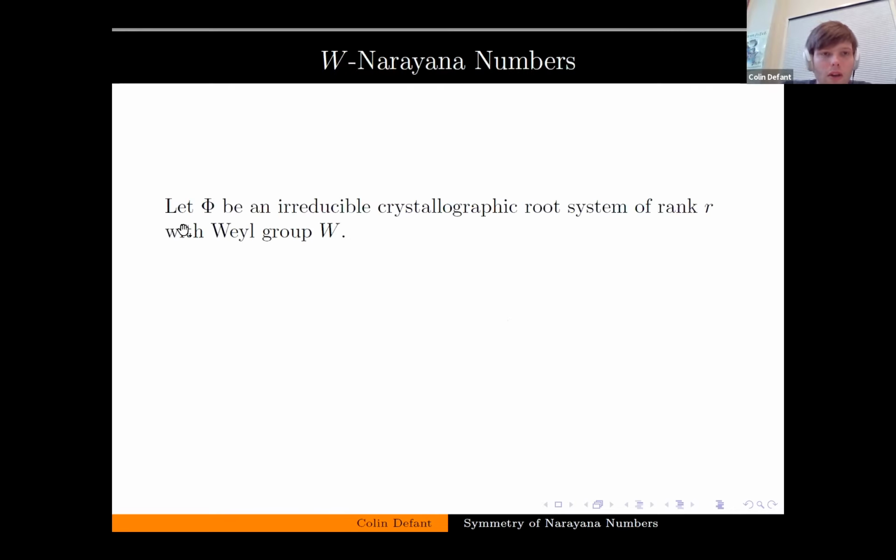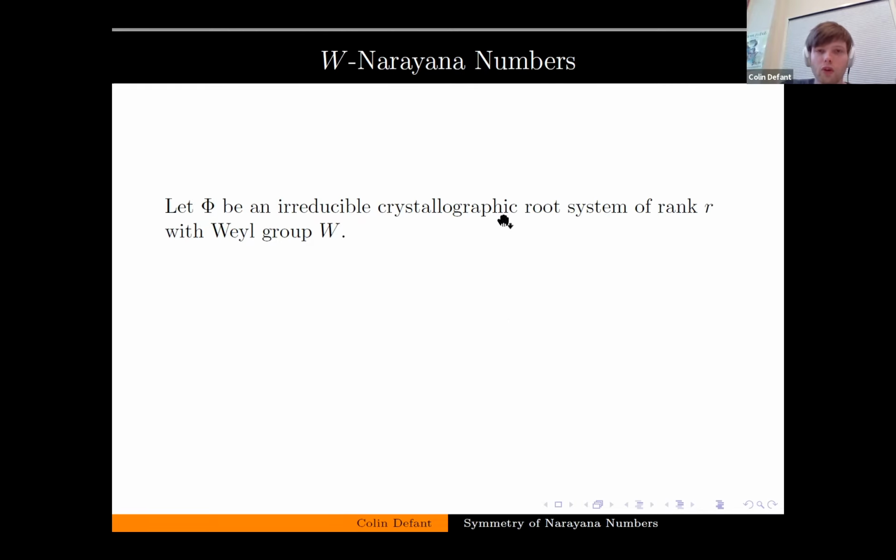So I'm going to start with Φ being some irreducible crystallographic root system of rank R with Weyl group W. If you've seen these words before, that's great, but even if you haven't, that's also fine, because I'm going to show you some combinatorial pictures on the next slide, and you can just think in terms of those combinatorial pictures. But it is worth saying just a couple words about what these things are.